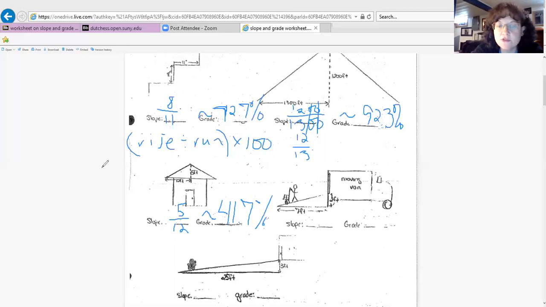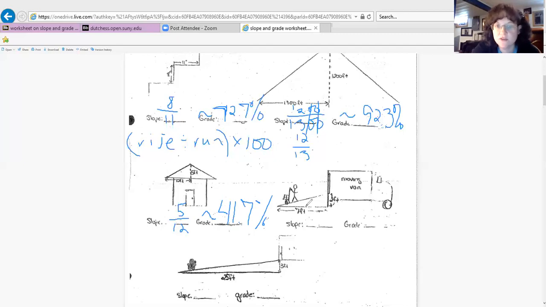Okay, again, put the 3 that we just did in perspective. What would you expect to be the steepest? What would you expect to be the least steep? I would expect a roof to probably be the least steep, and that had the lowest grade so far at approximately 42%.